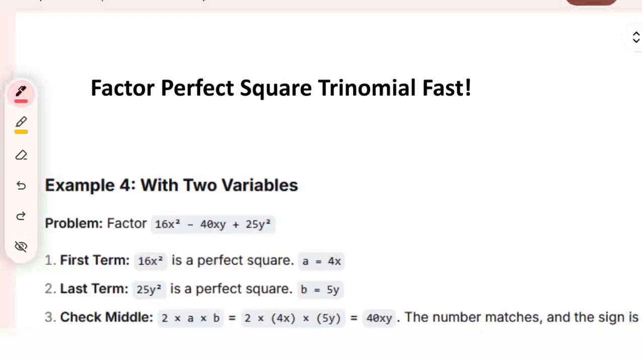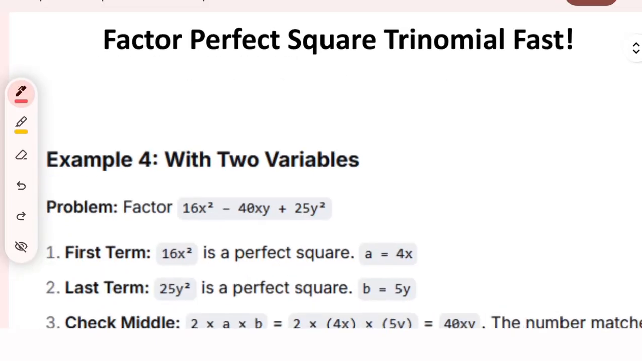Hello everyone. In our last video, we had the same topic. Actually, we had also a topic on perfect square trinomial. So we learned how to factor a perfect square trinomial fast. All right. In that video, we only have actually one variable involved.